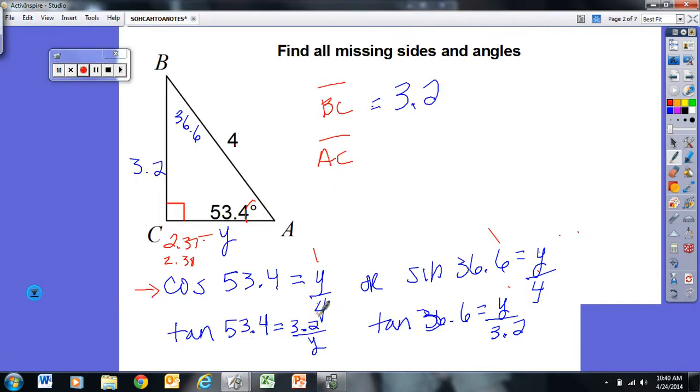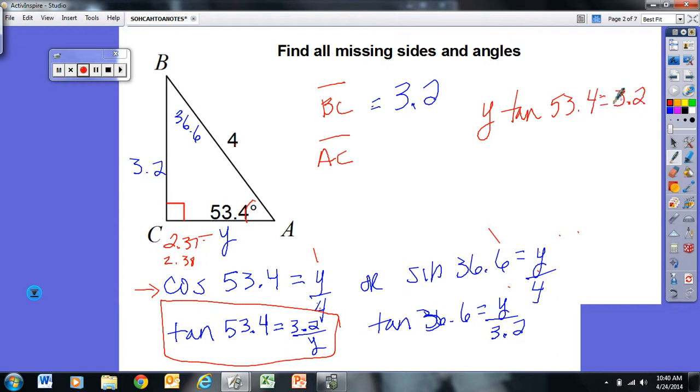So, whenever the number is in the bottom and the variable's in the top, you just cross multiply. It gets a little trickier when the variable's in the denominator. What you do there is technically you cross multiply, so I would have y tan 53.4 equals 3.2, and then divide by the tangent of 53.4. Now this is where people just want to divide by 53.4 or just want to divide by tangent. This is just a number. It has to stay together.